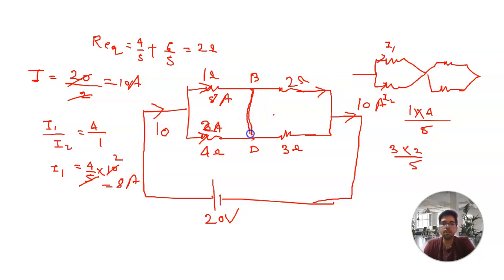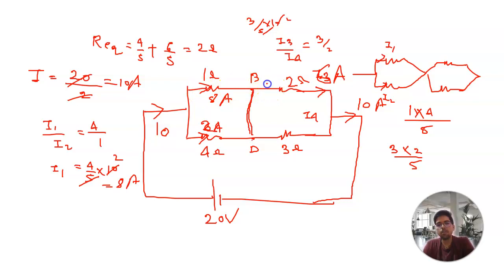If this is 2 and 3, in a similar way, what should be the current here? The ratio of current, I3 by I4, is what? 3 by 2. Can we say I3 will be 3 by 5 of the total? 3 by 5 times 10 means this is 6. This is 6 ampere.